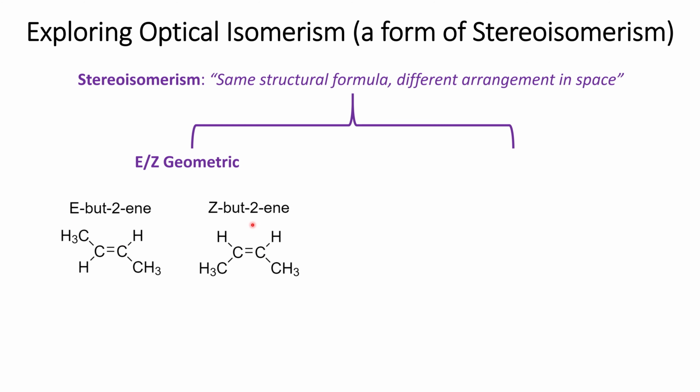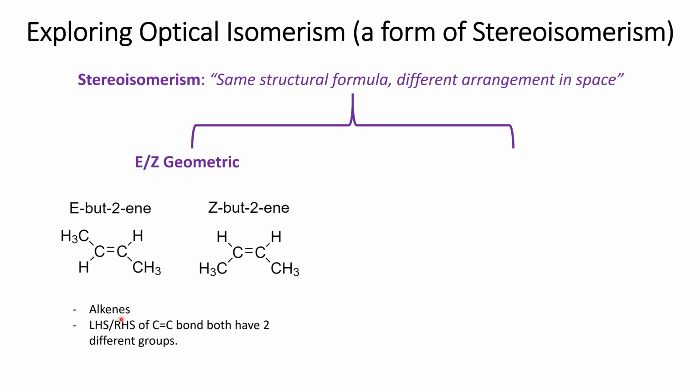In Z-butene, the highest priority methyl group on the left-hand side of the C=C double bond is on the bottom, and the highest priority group is also on the bottom on the right-hand side of the C=C double bond. So because the two highest priority groups are on the same side, we get the Z nomenclature, meaning together. This is the type of stereoisomerism that's specific to alkenes.